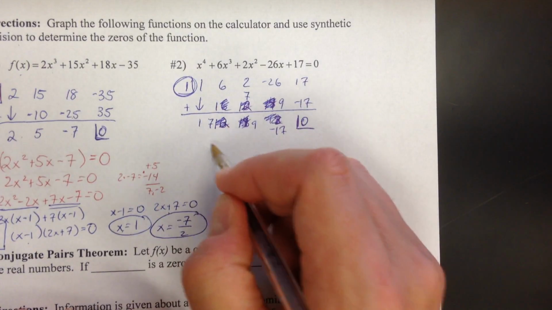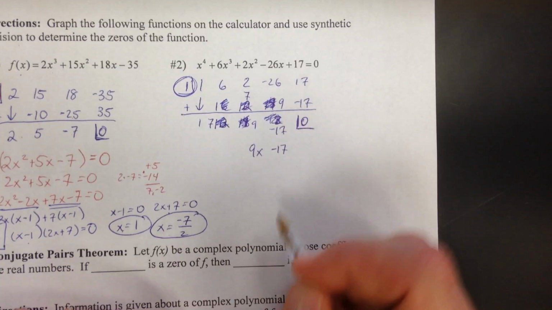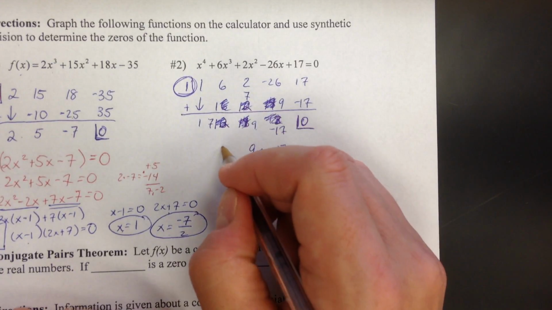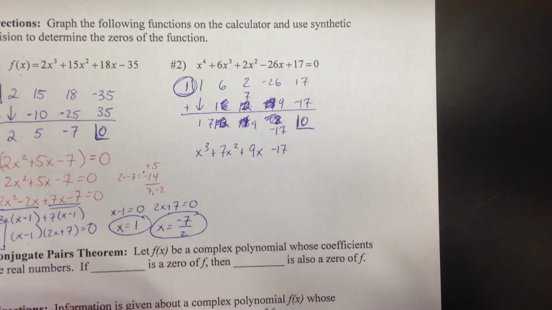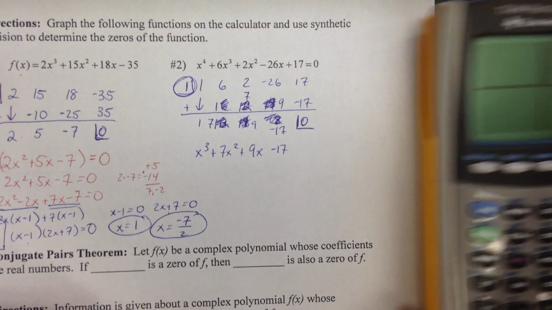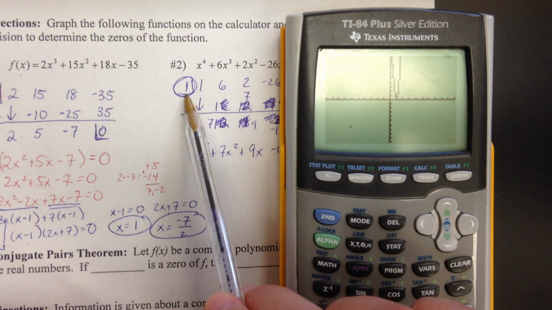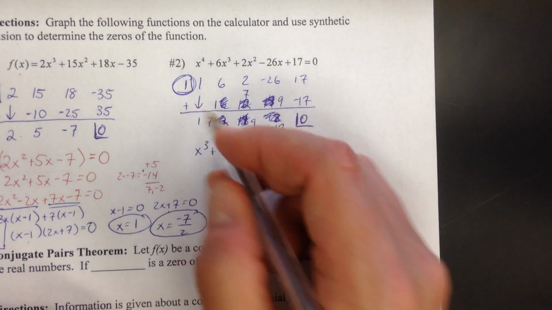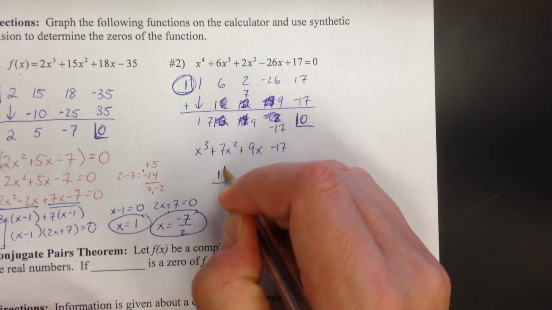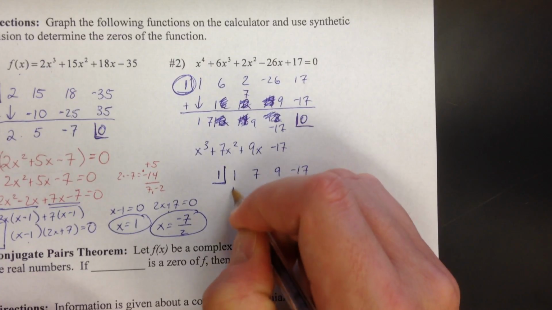Now what it does is it breaks this down. Negative 17 is the constant. 9x is the linear term. 7x squared is the quadratic, and then this is 1x to the third. Now the thing about this is that since the 1 is a double zero, I can actually use that value twice. So what I'm going to do now is I'm going to use the 1 again. Now I can only do that because this is a double zero.